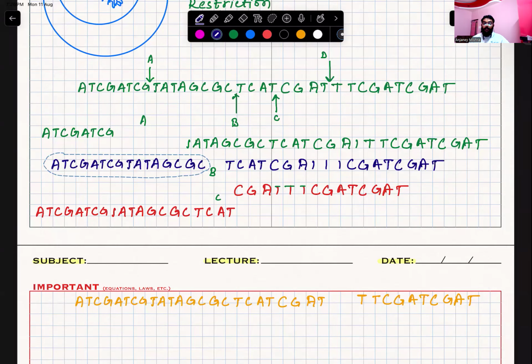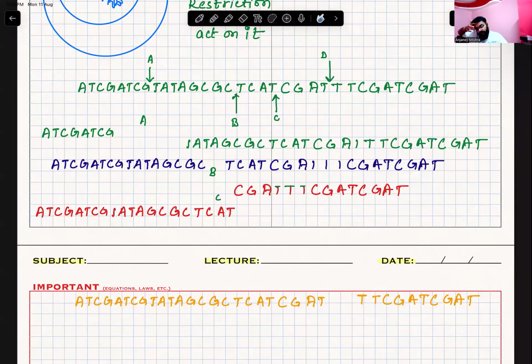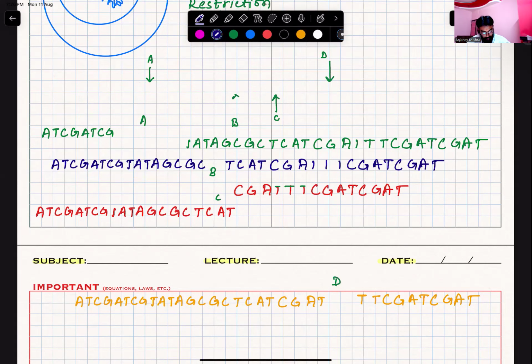Look over here. This is the sequence. This is your restriction enzyme A cutting over there. Can you see? Yes, sir. A, B, C, and D. Is that visible? Yes, sir. Now, we have removed the DNA sequence, which we now have to build, and we are just looking at the fragments. Let's take the fragment one by one.